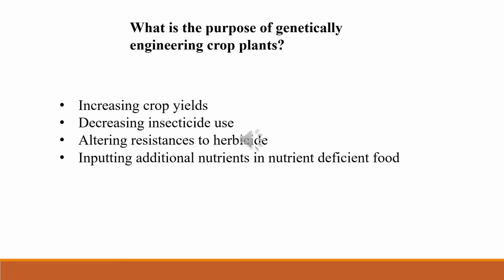What is the purpose of genetically engineering crop plants? There are many purposes for the genetic engineering of crop plants. These reasons include increasing crop yields and decreasing the use of insecticides. GMOs are also used to alter resistances to chemical herbicide, as opposed to resistance from a predator or pest. Also, some crops are genetically altered to provide additional nutrients into food that normally would not have those nutrients.